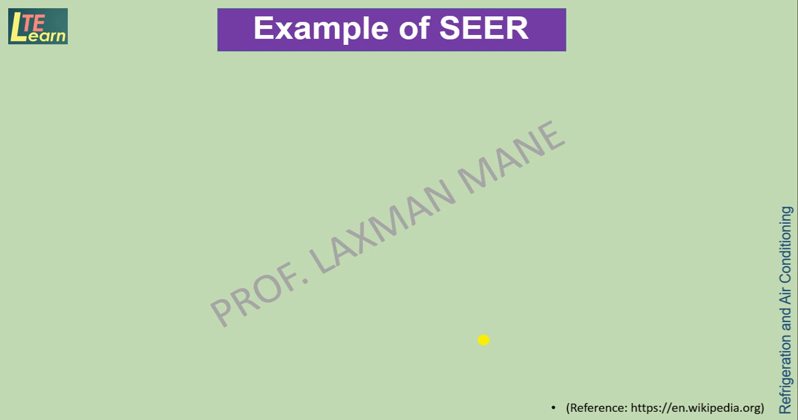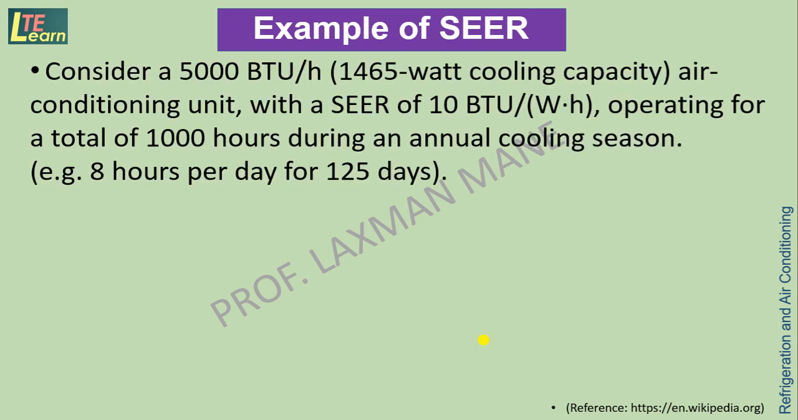Example of SEER. Consider a 5000 British thermal unit per hour air conditioning unit with a SEER of 10 British thermal unit per watt hour, operating for a total of 1000 hours during an annual cooling season. Here 8 hours per day and about 125 days in a year are taken. These are taken from the consideration of the summer season, about 4 months.